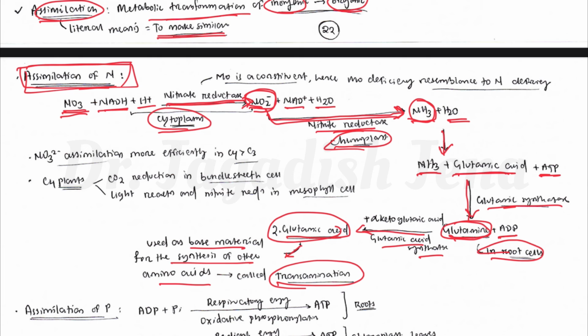Now, nitrate assimilation takes place more efficiently in C4 plants than C3 plants. In C4 plants, the carbon dioxide reduction happens in the bundle sheath cell, and the light reaction and nitrate reduction in the mesophyll cell. So in different cells the activity is happening, so it is more efficient than in C3 plants.